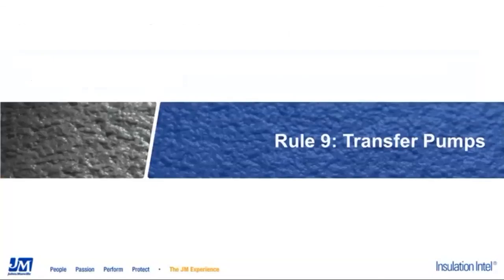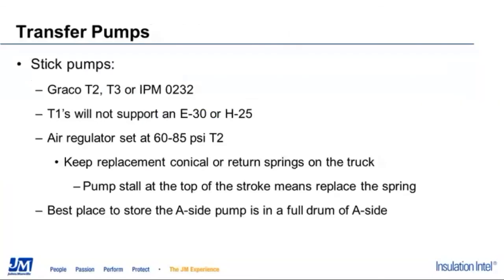Talking about transfer pumps, really what I want to talk about here is that you've got to have the right transfer pump for your machine. When we talk about T1s, they're 2.5 gallons per minute. A 2.5 gallon per minute transfer pump doesn't support a 3 gallon per minute machine. So T1s are really only capable of supporting E20s. We shouldn't have those in front of E30s or some of the other larger PMC hydraulic machines, or in front of an H30 or an H40. We want to be using Graco T2s, T3s, IPM 0232s.